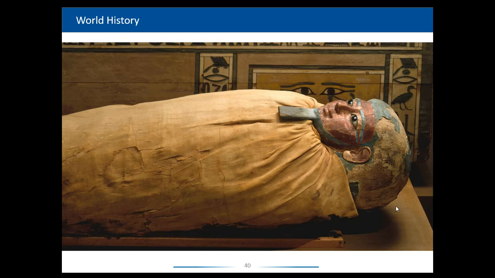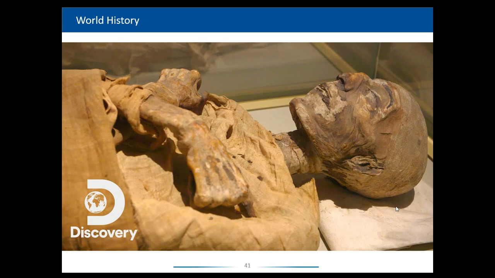Here's a picture of the actual tomb of one of the pharaohs. You see, they put the picture or the face of the pharaoh on the outside. Inside, you see that there's a mummy, the preserved body of that pharaoh. And as you can see, his face is still preserved, with his lips and nose and eyes. The picture is credited to the Discovery Channel.